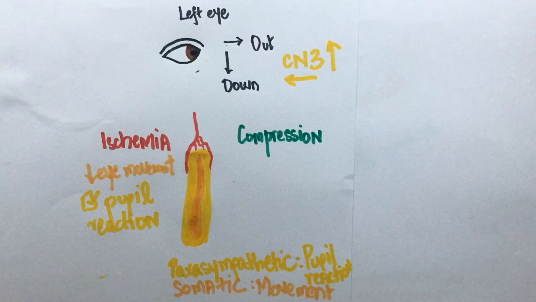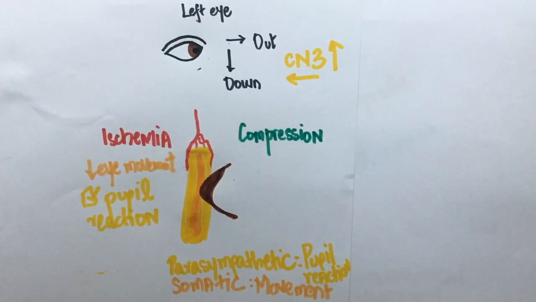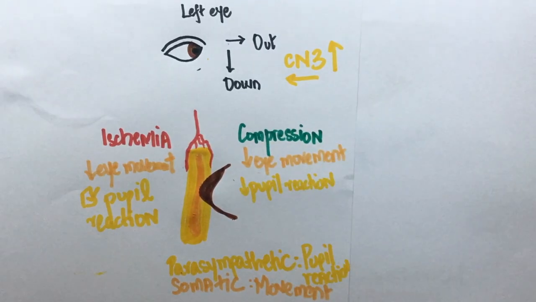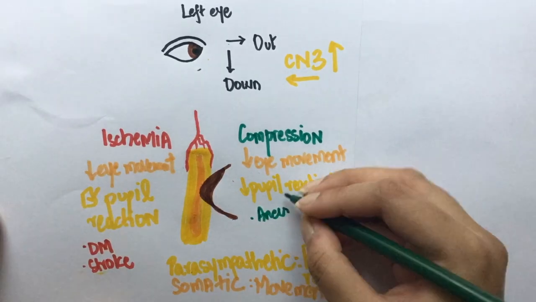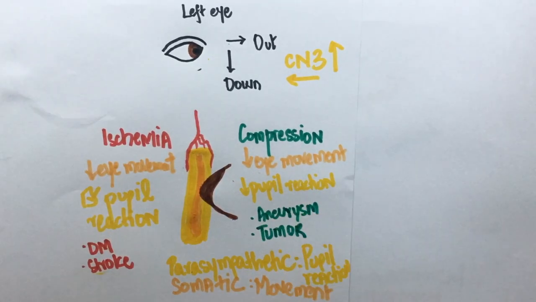On the other hand, when there is a compression, the entire nerve is affected. So, in such cases, the eye movement as well as pupillary response is absent. Poorly controlled diabetes increases the risk of infarction. Aneurysm of the PCOM as well as brain tumors can cause compression.